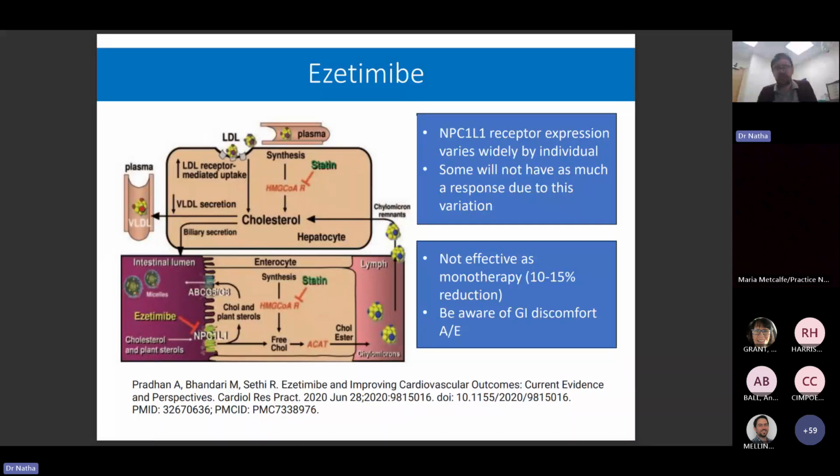and can yield GI adverse effects. But as I've shown within the table, both for atorvastatin and rosuvastatin, it is a really good option to consider as an adjunct where otherwise injectable therapies aren't available.